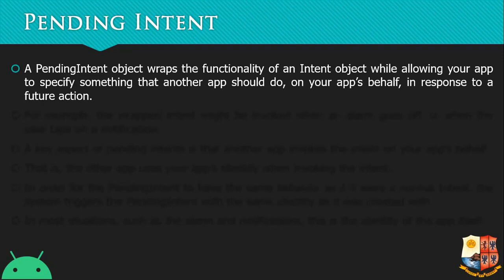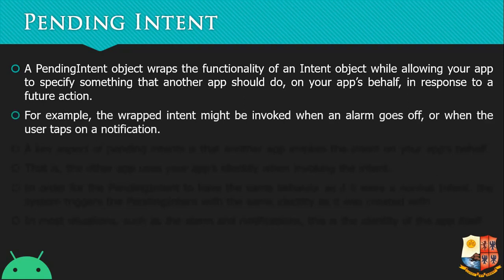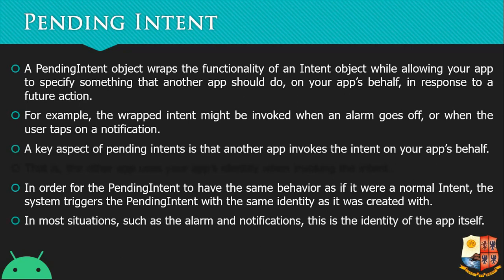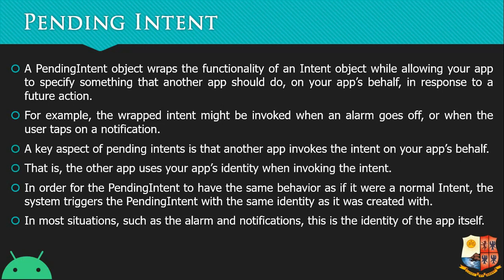Remember that when an alarm goes off or when you tap on a notification, both are the best examples to understand pending intent. Both will be used in our application. You might get a better idea when we do the program, guys, but just get the idea and keep it. What is a pending intent? That's all. A key aspect is that another app invokes the intent of your app on your app's behalf. That other app uses your app's identity when invoking the intent.